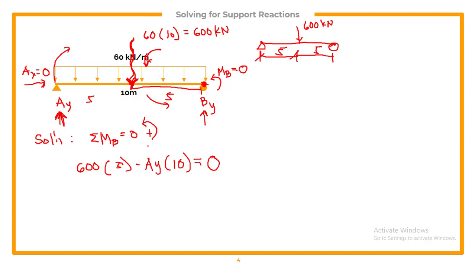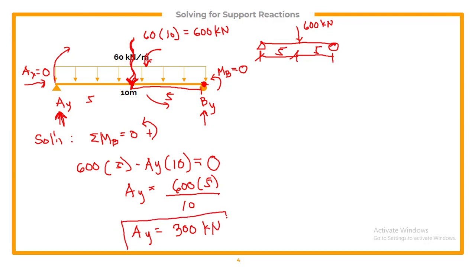So, algebra lang na ito siya. So, AY is equals to 600 times 5 over 10. That is 300 kilonewton. That is the force applied at AY.